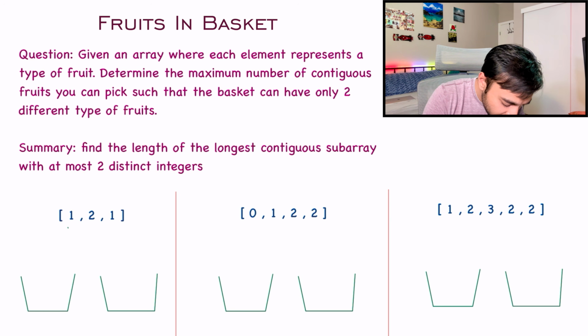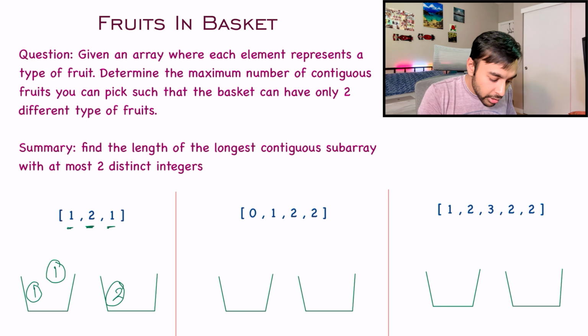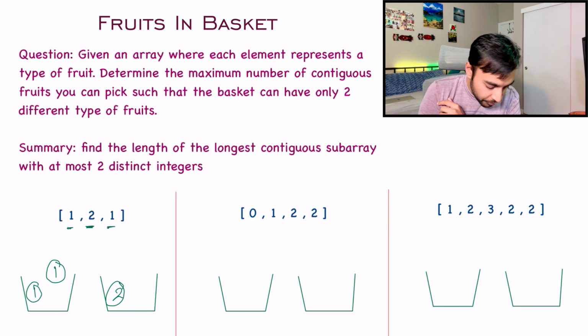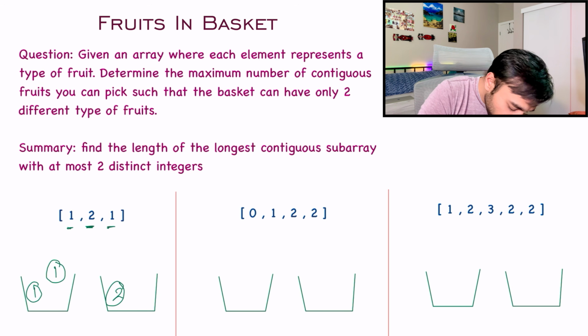I see my first fruit, that is 1. My basket is empty, so I add a fruit. I look at my second fruit, my second basket is empty, so I put it over here. I look at my third fruit, it is 1 again. So I can add it to my basket. Notice that in a basket, you cannot have 2 different type of fruits. So for the first test case, how many total fruits were you able to pick? You were able to pick a total of 3 fruits, correct? So for the first test case, 3 will be your answer.